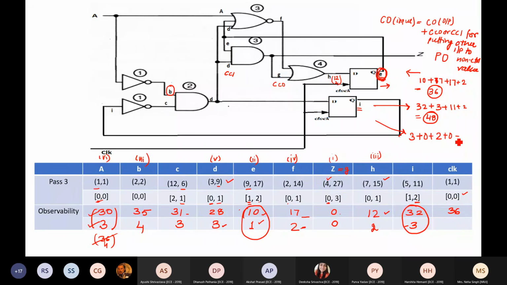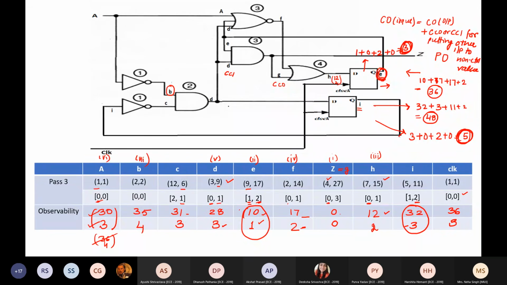Talking about this flip-flop, the controllability for the clock here would be the observability of E. Where is it? Here. So 1 plus CC0 of input, that is H. H का CC0. Output का CC1. So E का CC1, which is 2. Plus clock, that is 0. So this gives me 3. So I take the minimum. इसका 3 है, इसका 5 है. So I take 3 as the minimum, and hence the observability for clock, sequential observability, is given as 3.